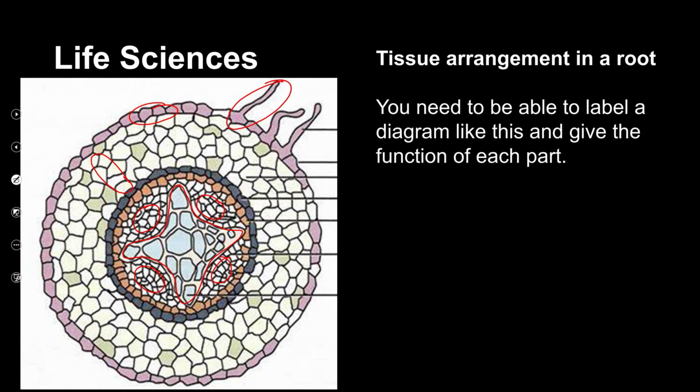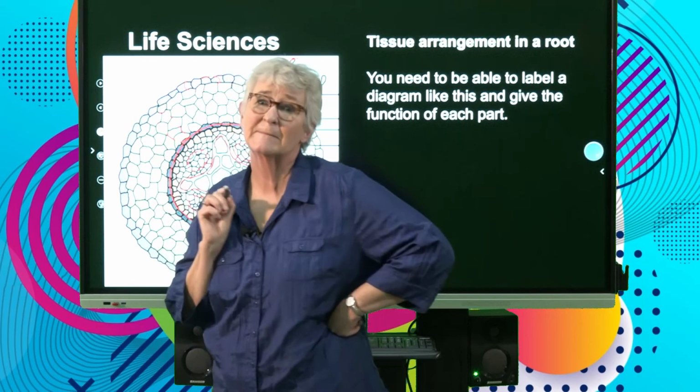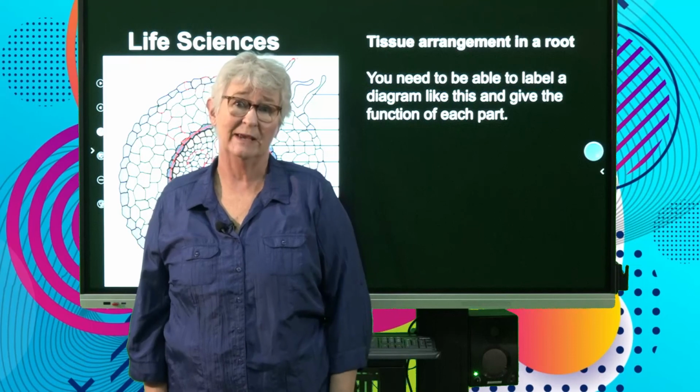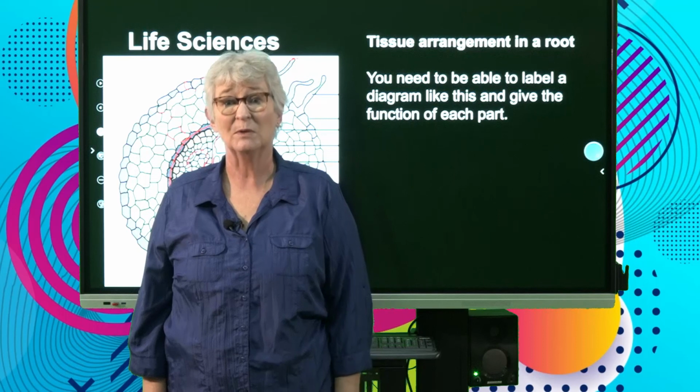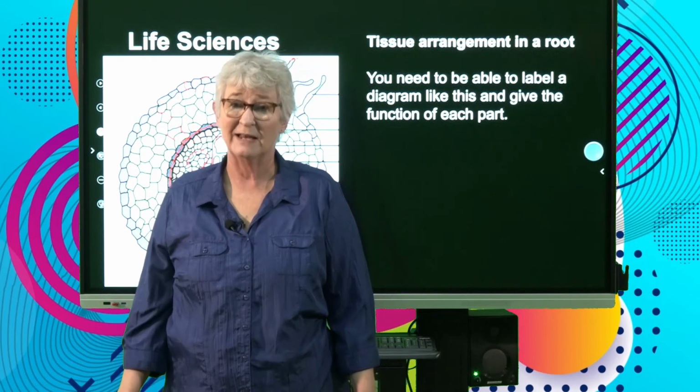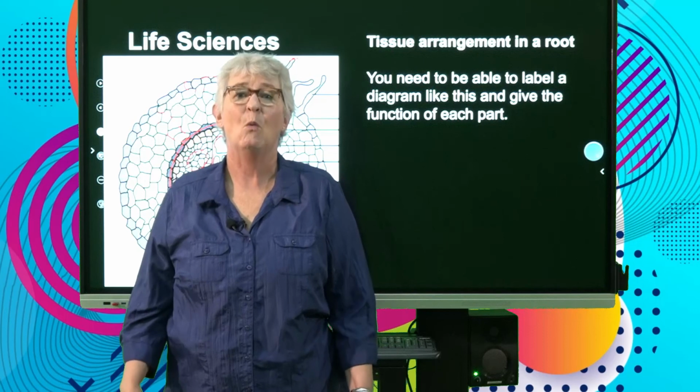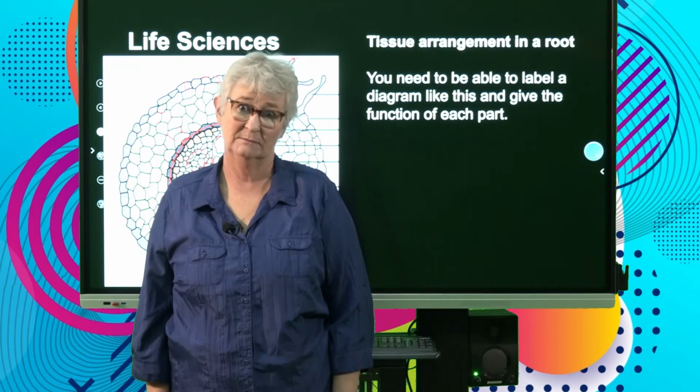The only one which is going to be a bit tricky is this one here, which is the endodermis or inner skin, which controls the movement of water into or out of the central area of the vascular cylinder. I hope that what we have done has helped you in your understanding of the different types of plant tissues and where they are found in a plant, and more importantly, why they are found in the plant.